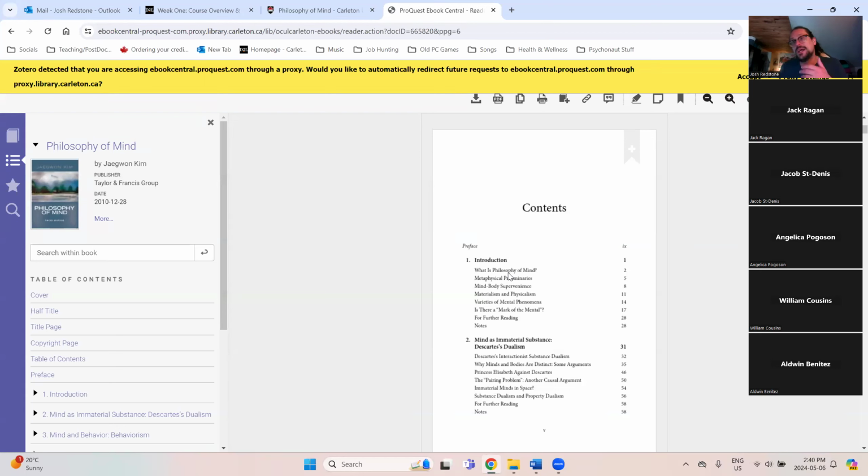about thinking, about perceiving, about action and free will, about consciousness, decision making, all kinds of stuff. Anything related to the mind that we can ask fundamental questions about, that's philosophy of mind. Kim takes a very technical, very metaphysical and epistemological approach in his book.